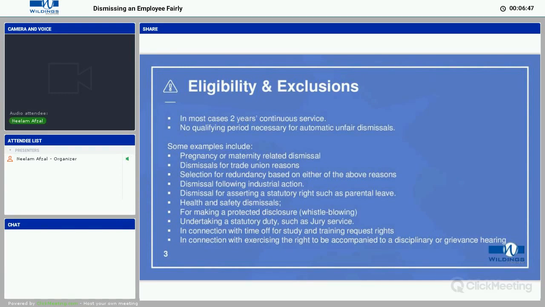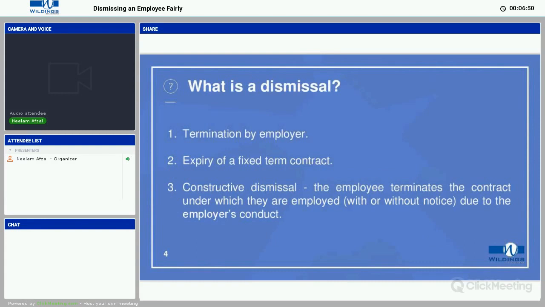So now that we've looked at eligibility, we need to have a look at a dismissal. There needs to be a dismissal for the employee to bring a claim for unfair dismissal. And a dismissal is either a termination by the employer, where the contract of employment is ended with or without notice, or a fixed term contract which comes to an end, where the contract's not been renewed, or constructive dismissal, where the employee terminates the contract under which they're employed with or without notice due to the employer's conduct, and it's usually unreasonable conduct.